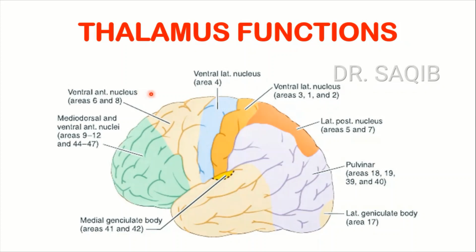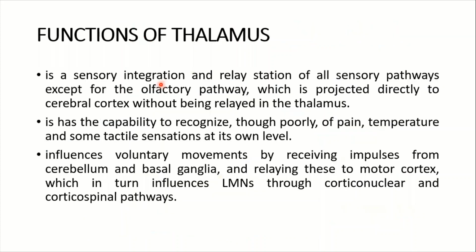First of all, I will discuss with you the general outline of the functions. The thalamus is a sensory integration and relay station of all sensory pathways except for the olfactory pathway, which is projected directly to the cerebral cortex without being relayed in the thalamus. It has the capability to recognize, though poorly, pain, temperature, and some tactile sensation at its own level.